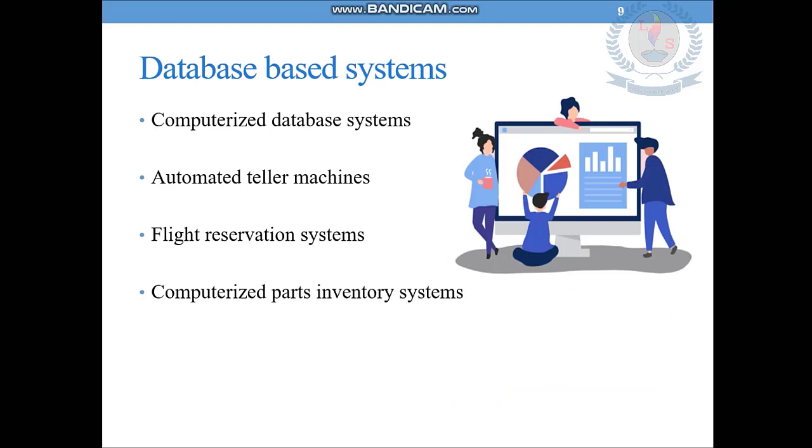So now let's see what are database systems. These are examples of systems that use database management systems. The first one is the computerized database system. Nowadays all the people are using computerized database systems. Automated teller machines, that is the ATM machine. Again, flight reservation systems. We have online flight reservation systems. Computerized parts inventory systems, that means inventory control systems in a company. Those are the systems in which we can use databases.